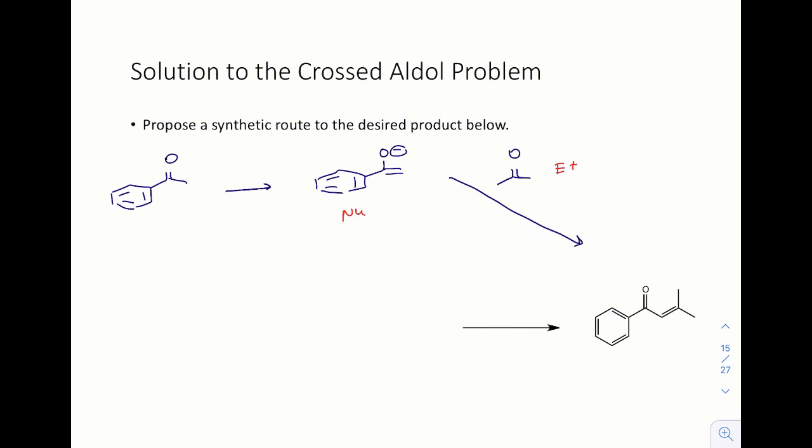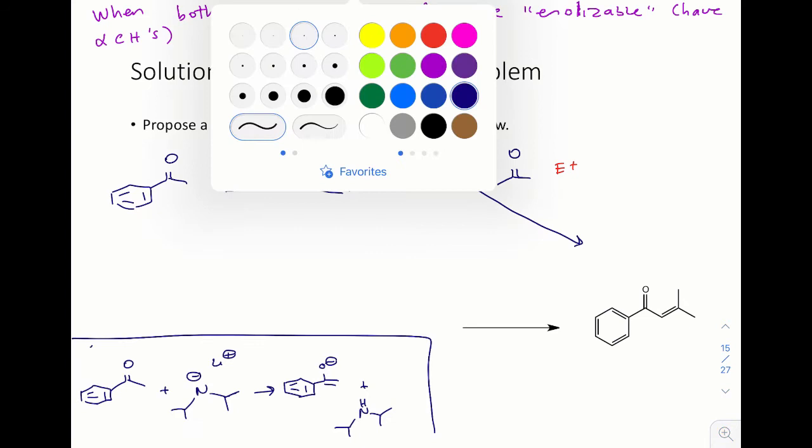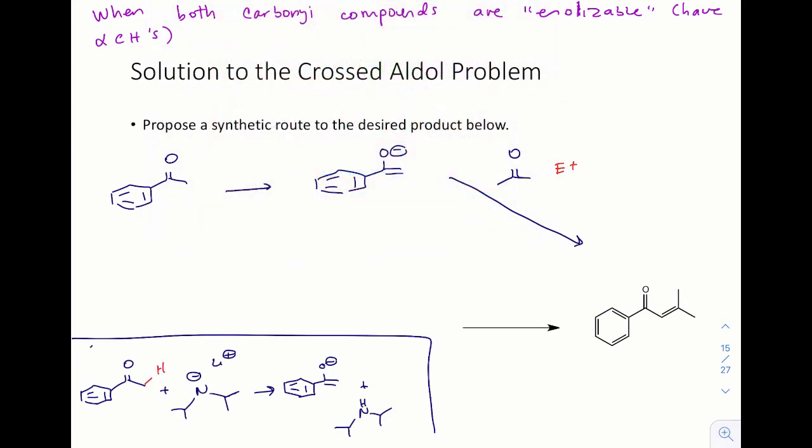Well, that sounds great, but how do we completely generate an enolate? Can we do this? Have we done this before? Yes, we have. We can treat with lithium diisopropyl amide. Lithium diisopropyl amide, LDA, is a much stronger base than hydroxide.